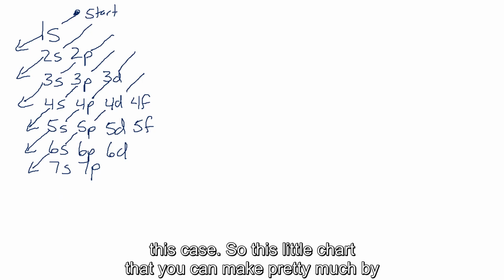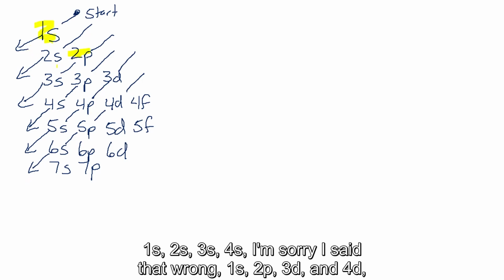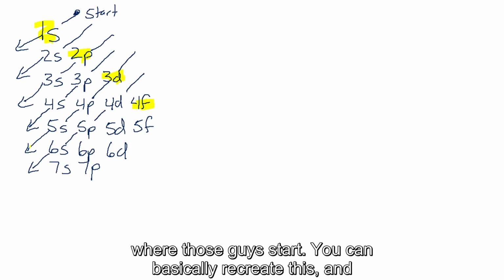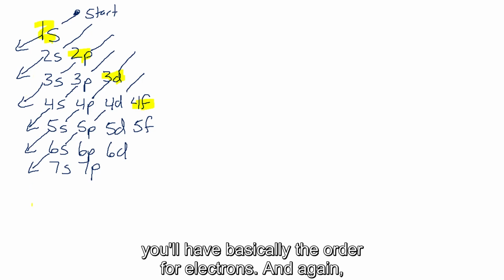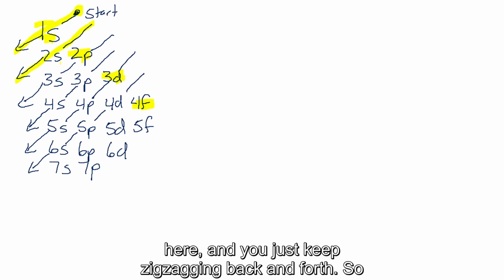So this little chart, you can make pretty much by just remembering where each of those orbitals basically begin: 1s, 2p, 3d, and 4f, where those guys start. I'm sorry, I said that wrong. You can basically recreate this, and you'll have basically the order for electrons. And again, whenever you're writing electron configuration, you always start here, and you just keep zigzagging back and forth.